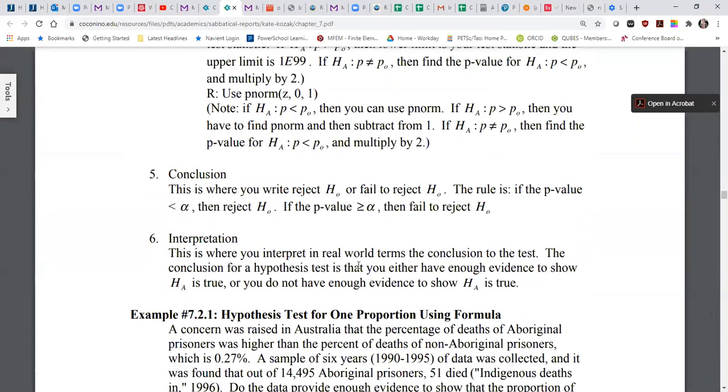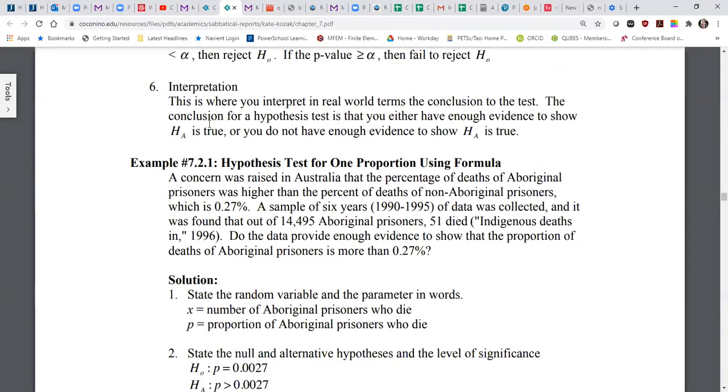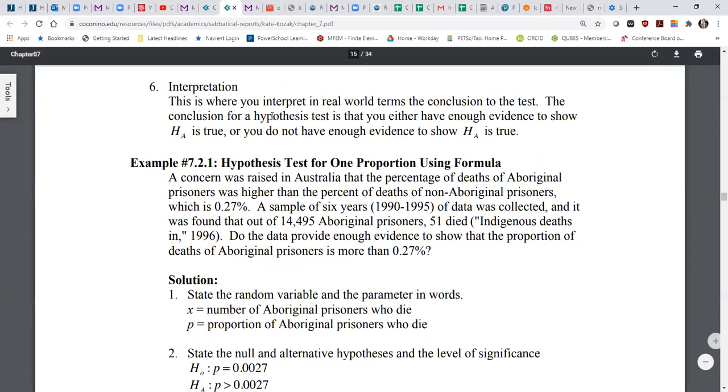So the conclusion is like this. We reject the H naught or we fail to reject the H naught. The rule is, if the p-value is less than alpha, then we reject the H naught. If the p-value is greater than alpha, then we fail to reject. And the interpretation of the conclusion is like this.